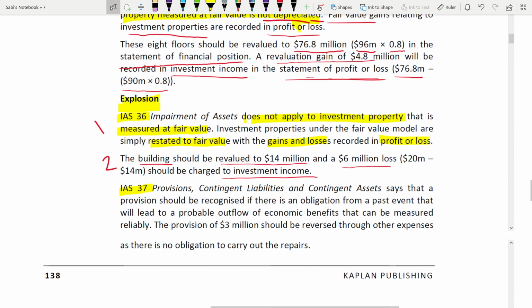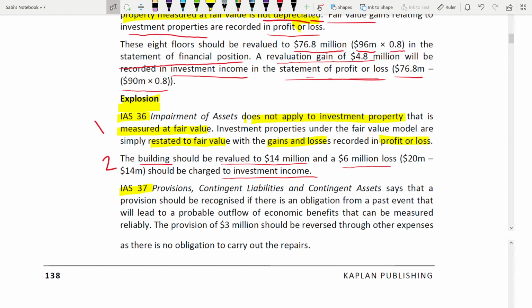Now next let us go to IAS 37 because they have told something about provision. So anything if provision is mentioned, IAS 37, and it's a very famous topic. Trust me, IAS 37 is loved by examiners. Sometimes they give it two or three times in the same paper, in three different questions. So there is a very high chance of getting IAS 37. Same for impairment of assets.